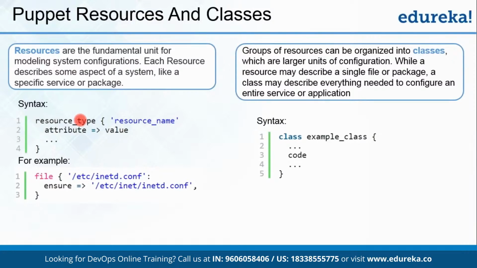So now let us see what are classes. Classes are nothing but the group of resources, alright? So you group multiple resources together to form one single class, and you can declare that class in multiple manifests as we have seen earlier. It has a syntax, let us see. First you need to write class, then give a name to that class, open the braces, write the code in the body, and then close the braces. It's very simple.